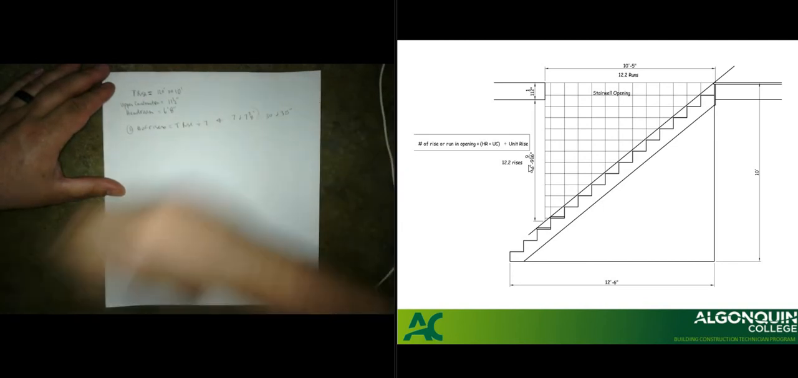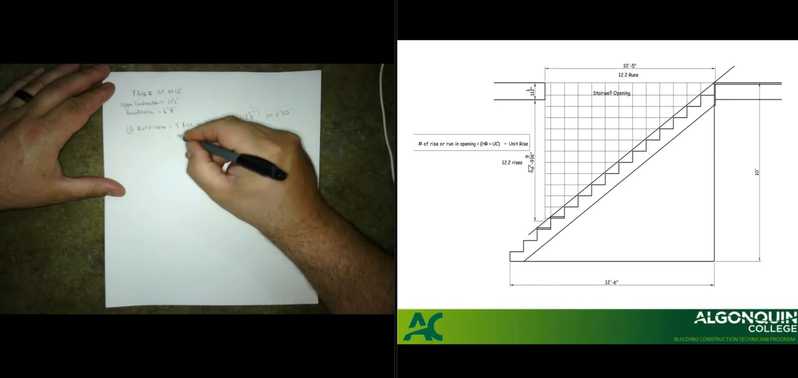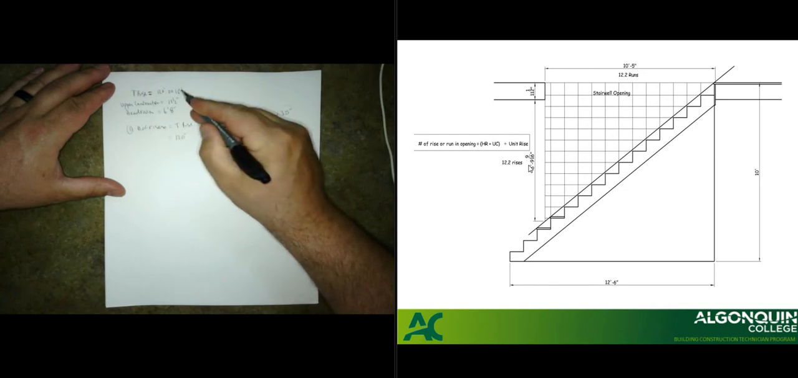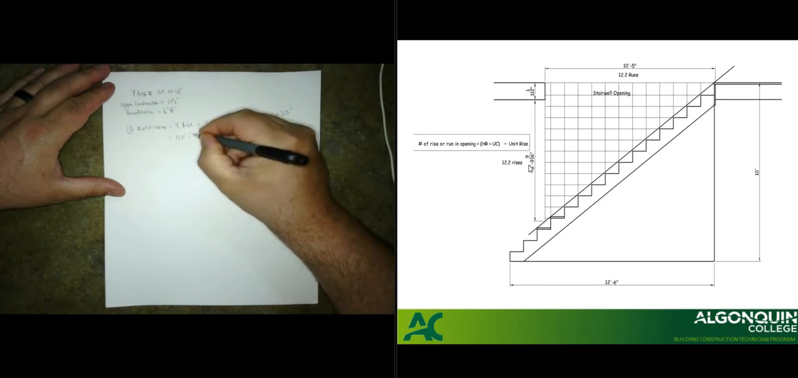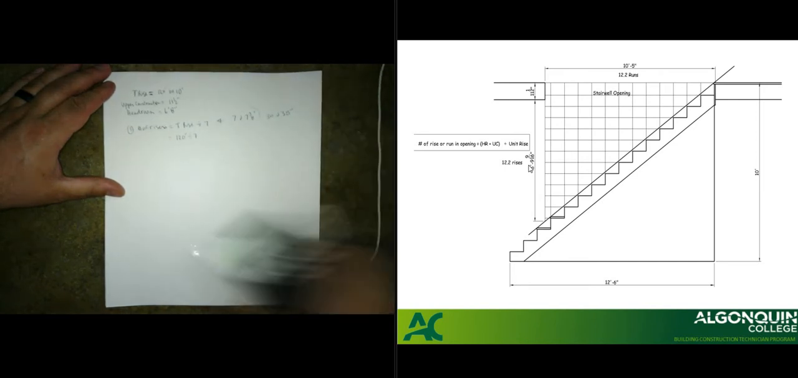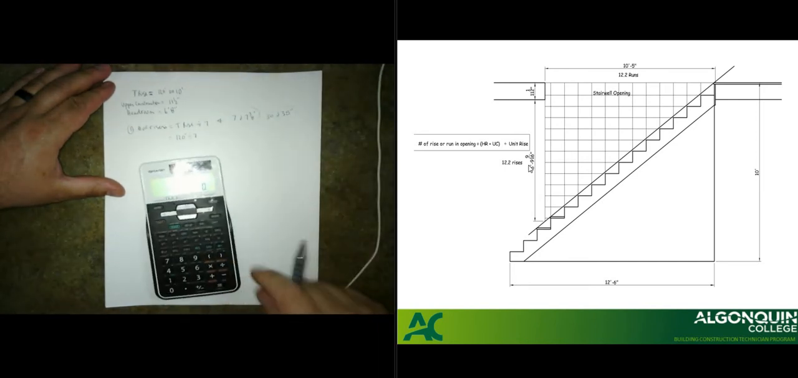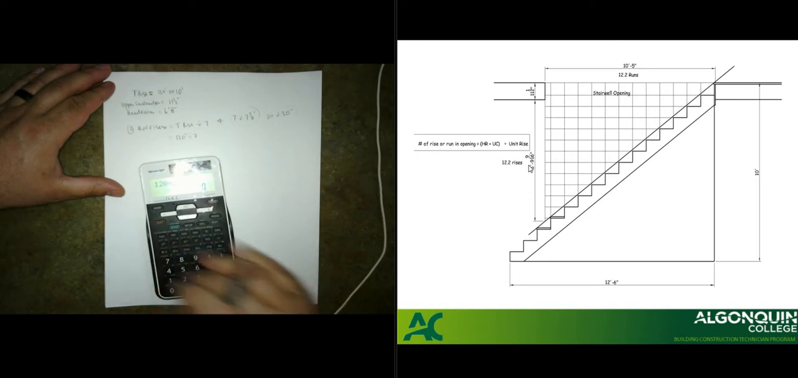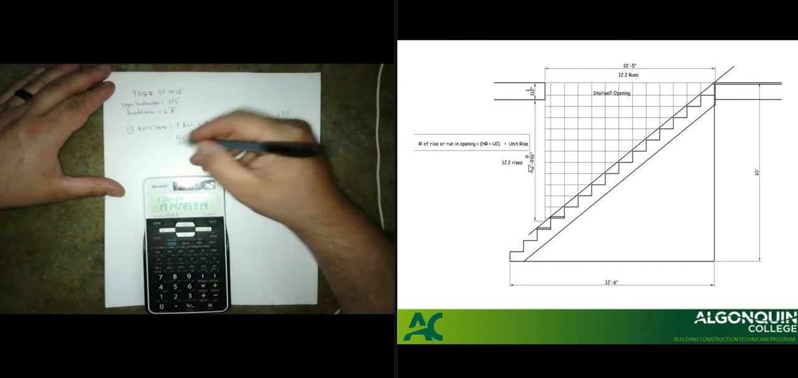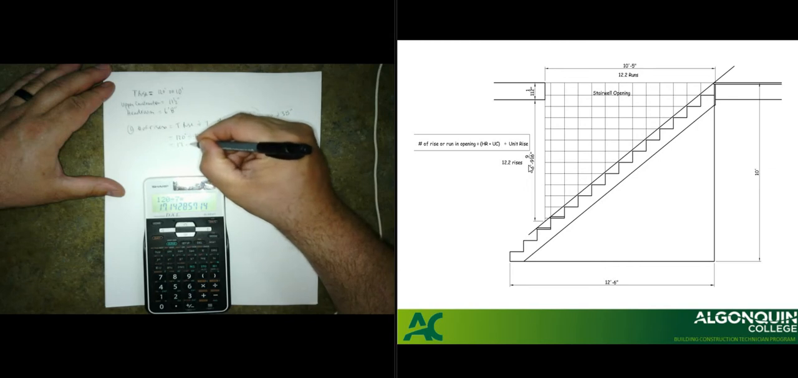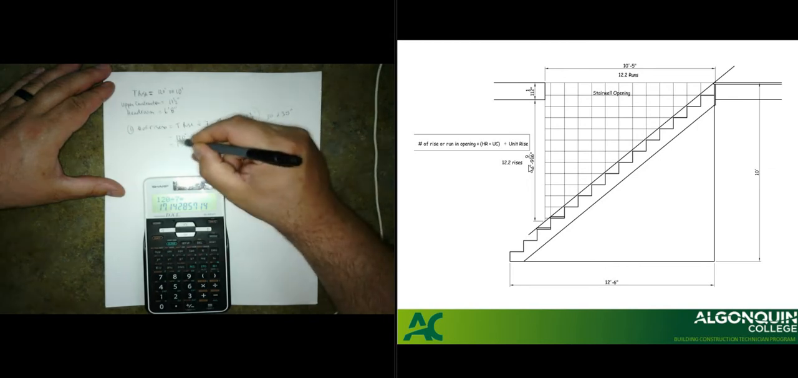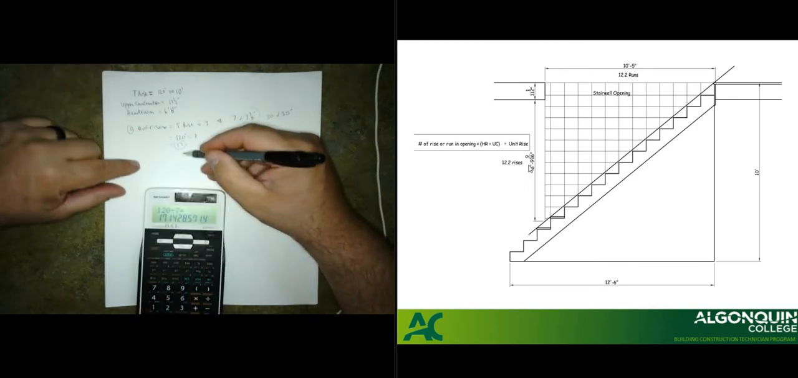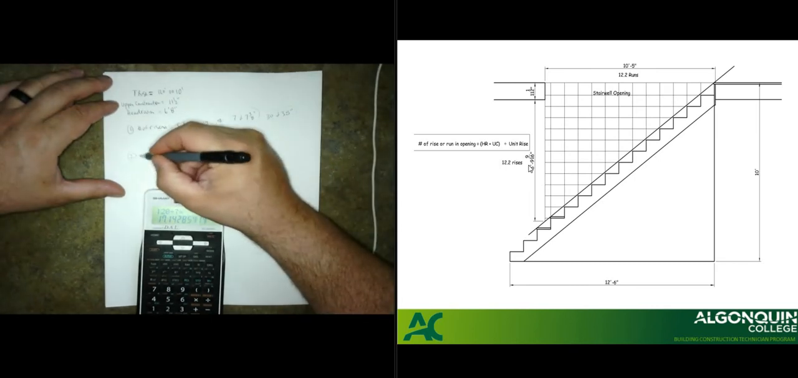If we follow that through, we're going to take the 120 inches, which is our total rise, and divide that by 7. So 120 divided by 7 gives us 17 point something. I'm not going to worry about the decimals. I'm just going to take that whole number for now and then see what I get for a unit rise. So step 2 there is getting my unit rise.